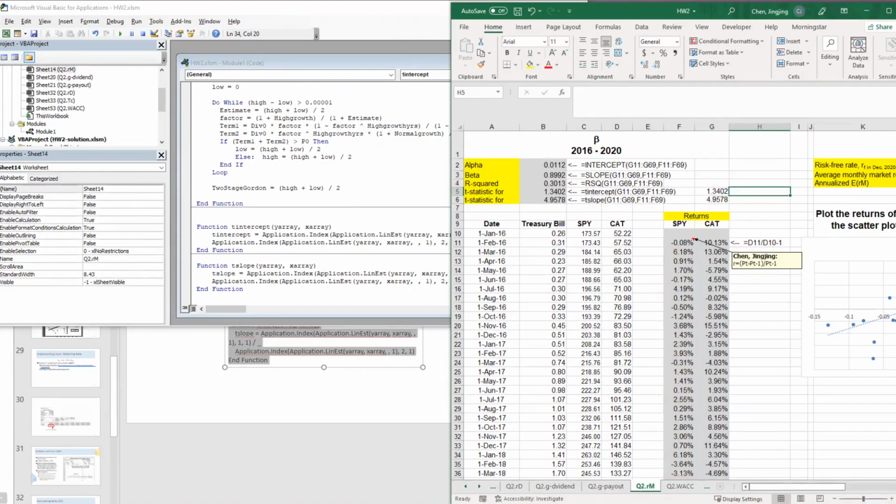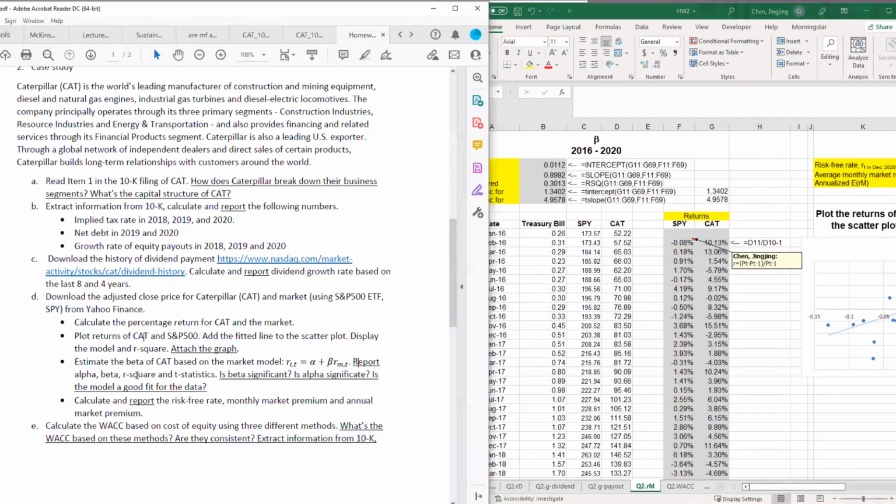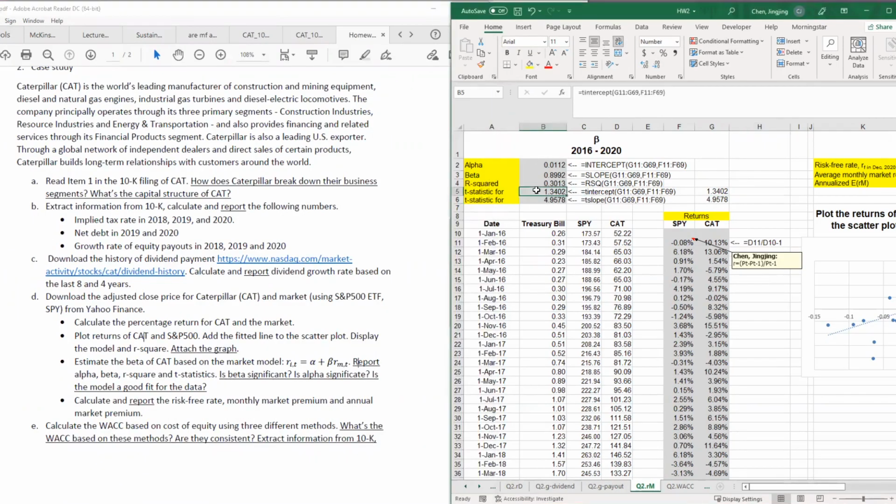Now for the next step, it is sort of part of your homework to figure out the statistical meaning of the t-statistics. So is beta significant? Is alpha significant? Is the model a good fit? Now discuss this part. You may want to spend some time going back and reviewing some of the basic material you learned in your statistics class.